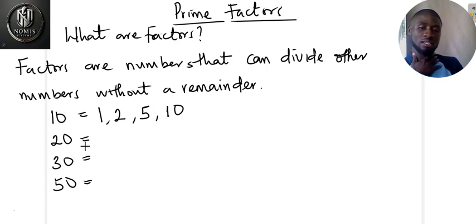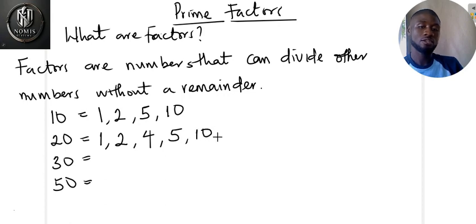Now, let's take the second one, 20. 1 is a factor. 2 is a factor. 4 is a factor. 3 is not. 5 is a factor. 6 is not a factor. 7 is not. The next is 10. 10 is a factor. And lastly, 20 is a factor.